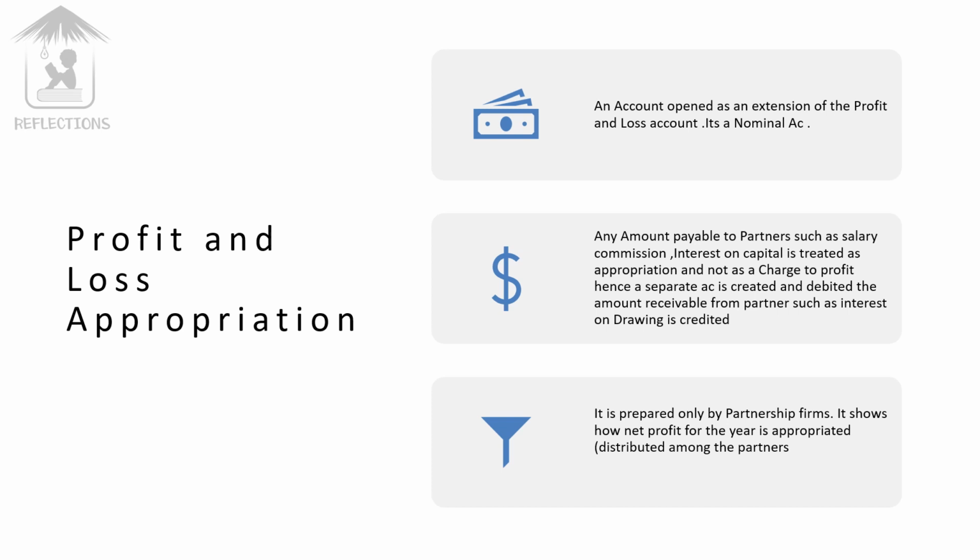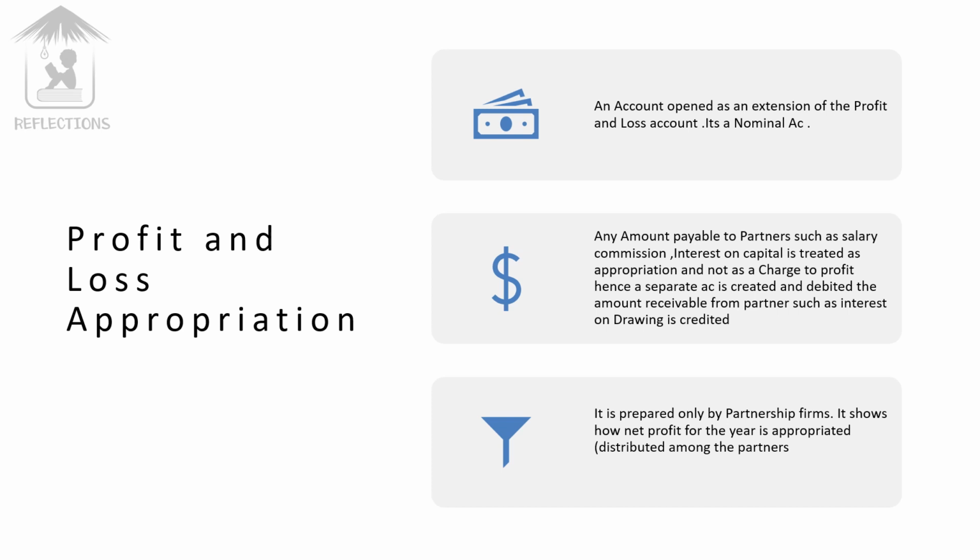Now once that is calculated, the next step is to identify how much of that capital will be distributed amongst the partners. Is there anything which is payable to the partners like salary, commission, interest on capital, or is there a deduction in the form of interest on drawings? So all these are not an expense to the firm, which is a deduction in the profit and loss account. We call it a charge on profit.